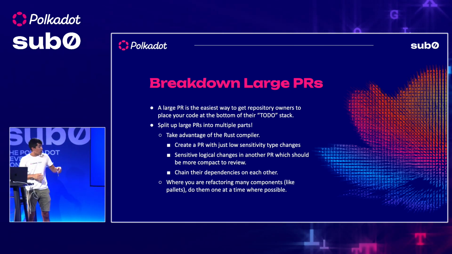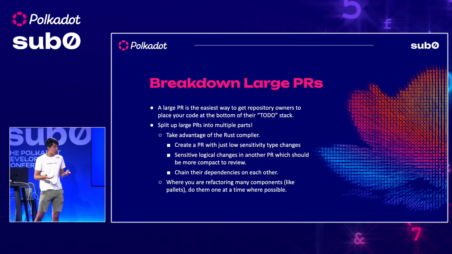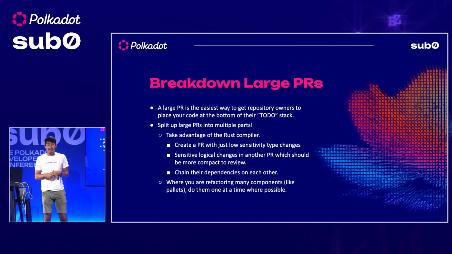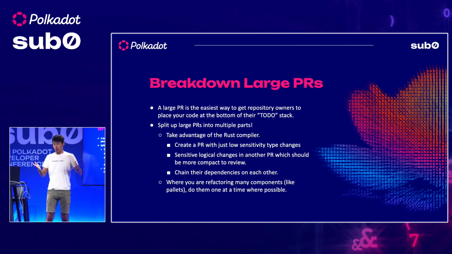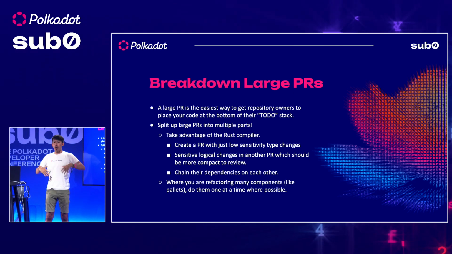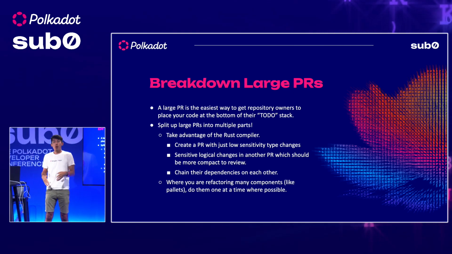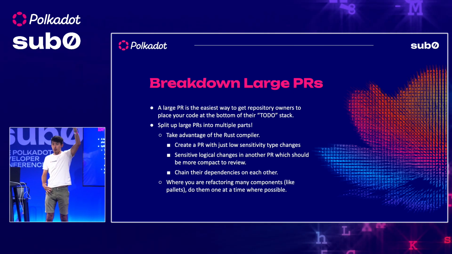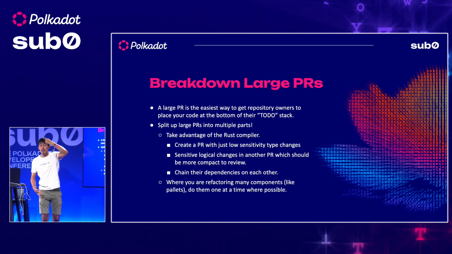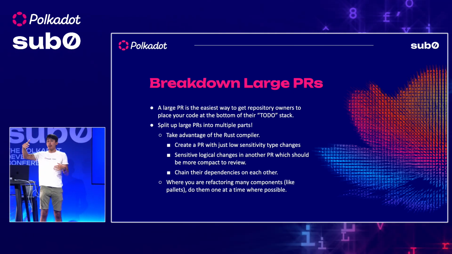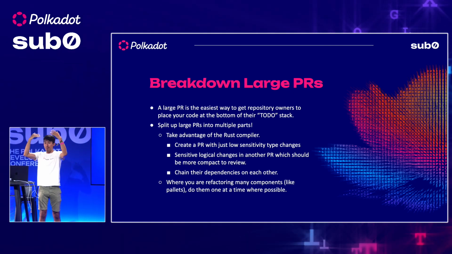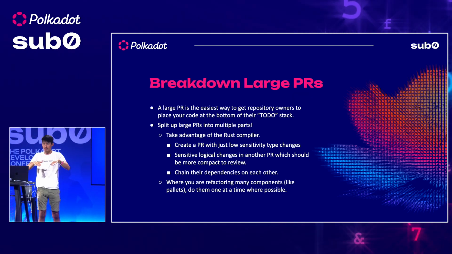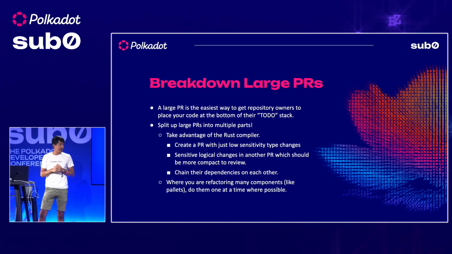Yeah, and then of course, where you're refactoring many components, like there are many issues inside FRAME where we need to update all the pallets. So, for example, one of the issues in the past was that we need all pallets to use the new weights, right? You don't want to make one PR where you're updating 50 pallets in one PR. That's thousands of lines of code. It's a lot of redundancy. It's better to actually tackle it one by one. Make a PR for one pallet, make the change, push it, commit, move on to the next one. That's really, it's better, okay?